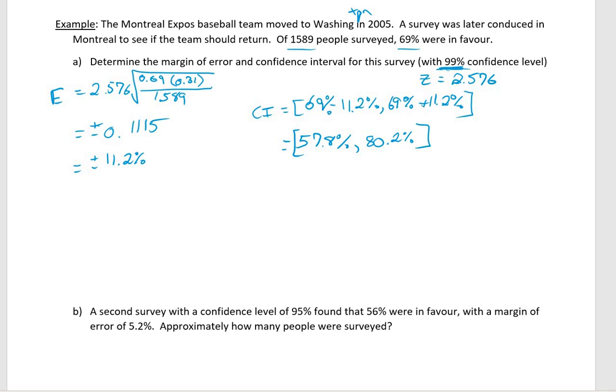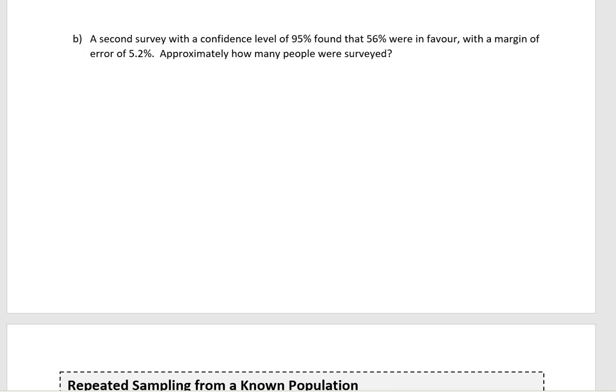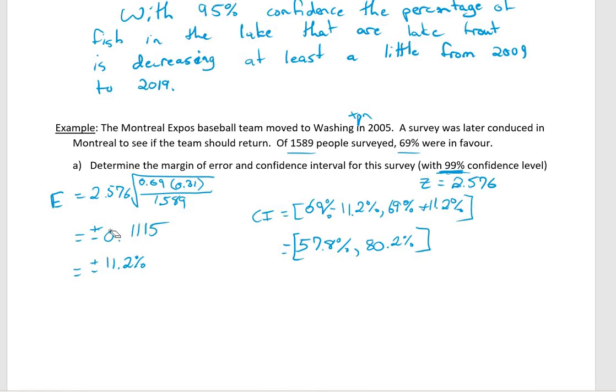So second survey, where's my mouse? Here we are. With a confidence level of 95%, found that 56% were in favor this time, with a margin of error of 5.2%. So, how many people were surveyed? Sorry about that. I got my notes mixed up on some values here. So, if you were calculating along, you would have noticed some errors. So, I'm just going to tidy this up real quick.